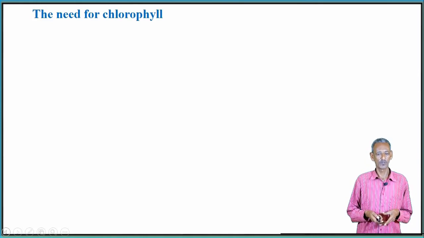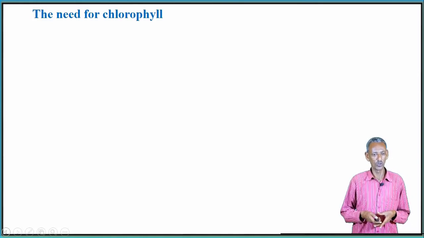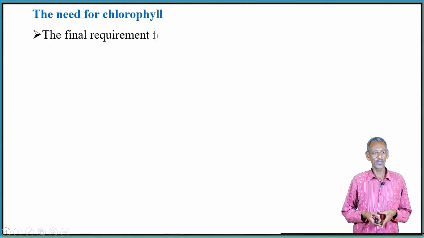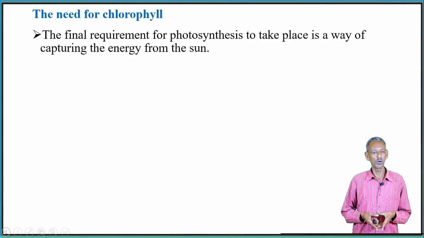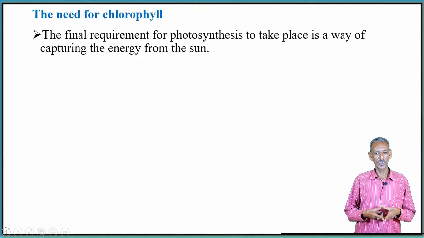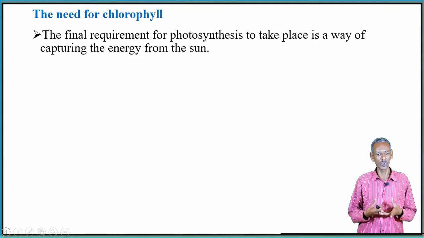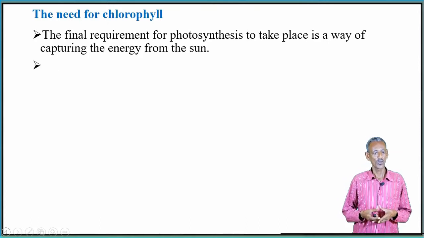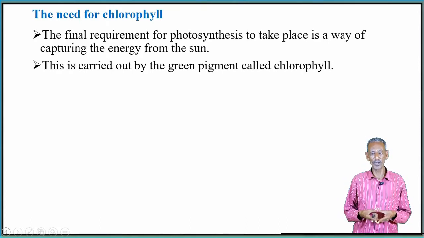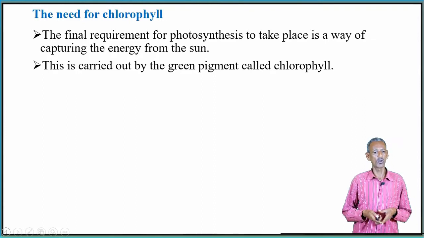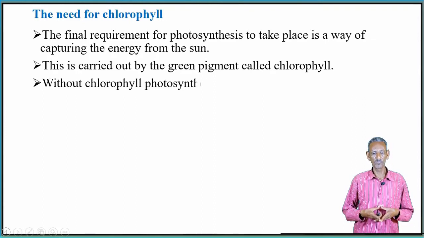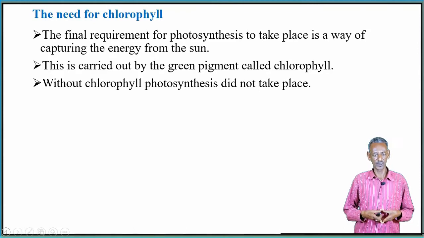The need for chlorophyll. The final requirement for photosynthesis to take place is a way of capturing the energy from the sun. Photosynthesis is carried out by the green pigment called chlorophyll. Without chlorophyll, photosynthesis did not take place.